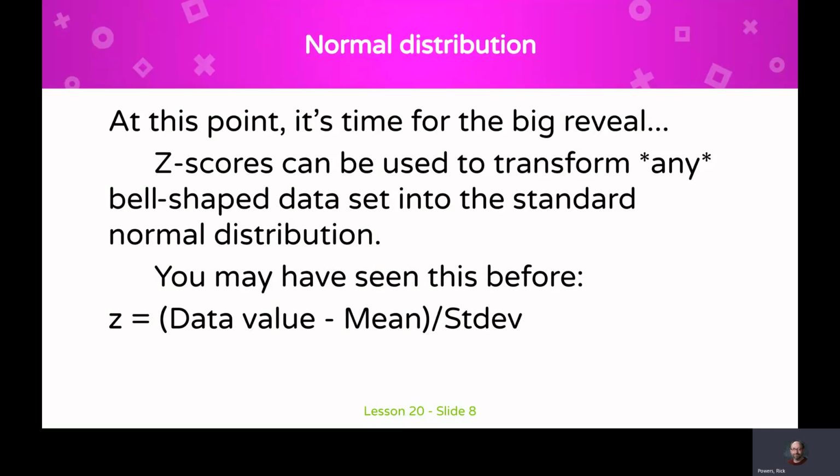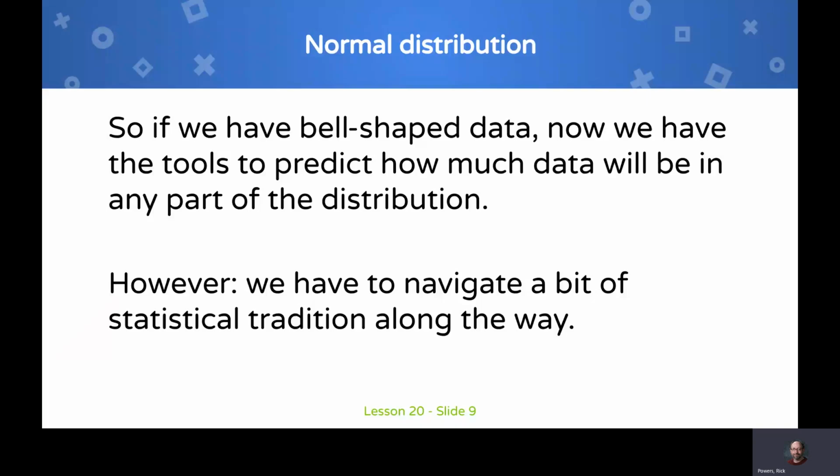At this point, it's time for the big reveal. Z-scores can be used to transform any bell-shaped data set into the standard normal distribution. You may have seen this before. Z is equal to a data value minus the mean divided by the standard deviation. So if we have bell-shaped data, now we have the tools to predict how much data will be in any part of the distribution.